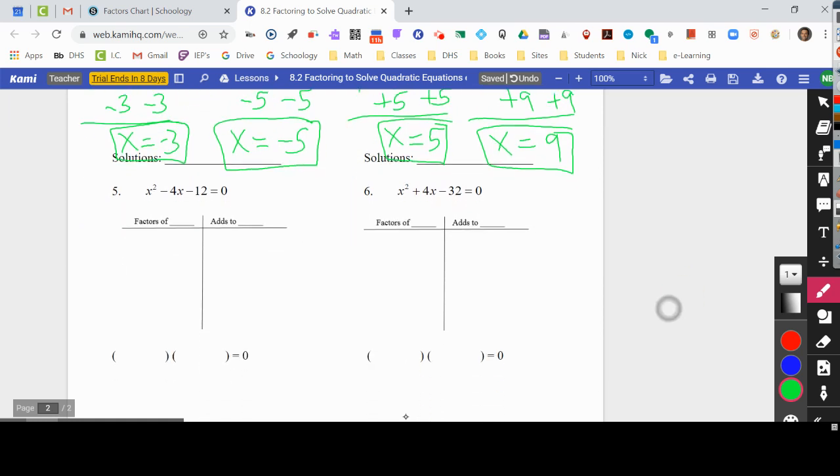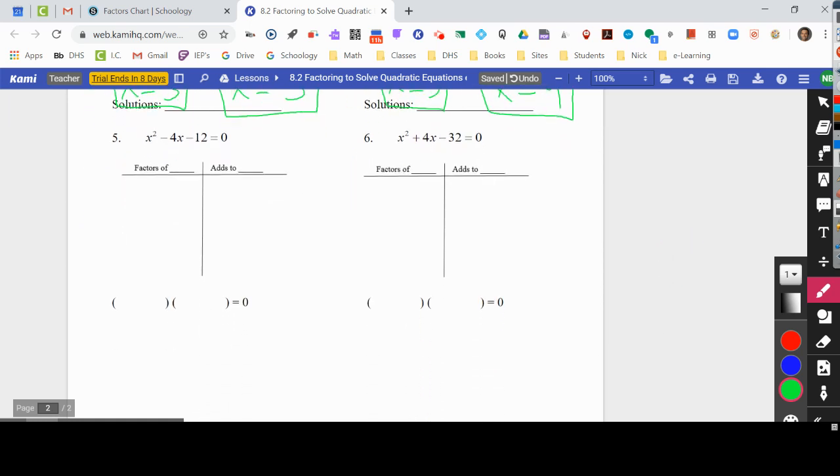All right, we got our last two examples here. We got numbers 5 and 6. For 5, we have x squared minus 4x minus 12. Again, we're going to find factors of negative 12 this time that add to a negative 4. So numbers that multiply to a negative that add to a negative. Well, my factors of 12 are going to be 1 and 12. But again, one of these needs to be negative to get to multiply. We're going to have 2 and 6, or we're going to have 3 and 4.